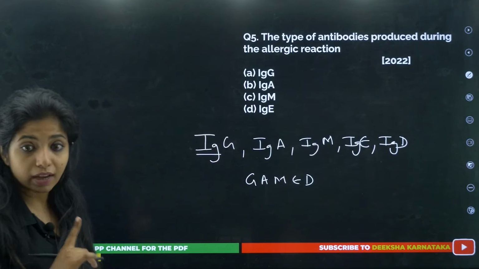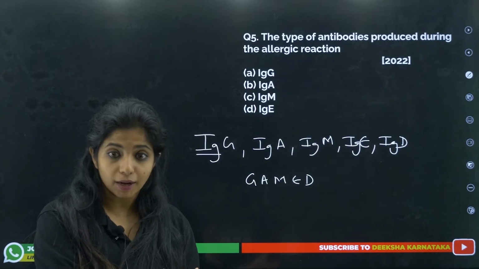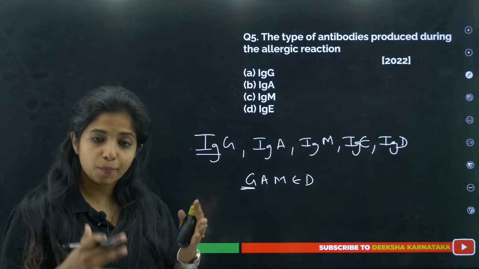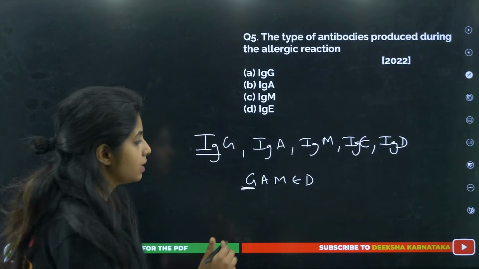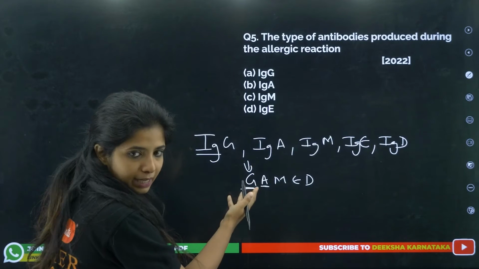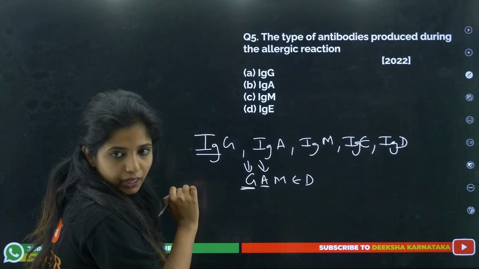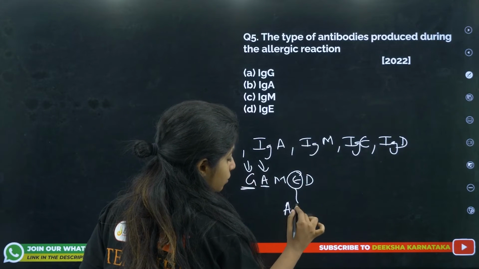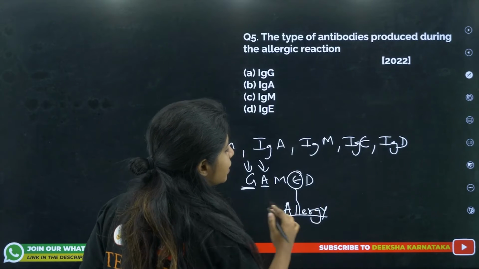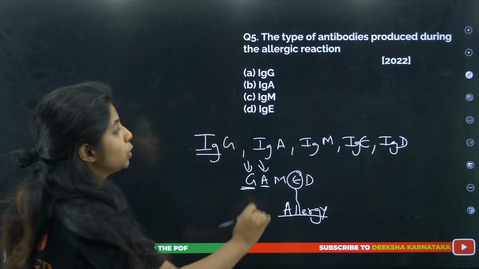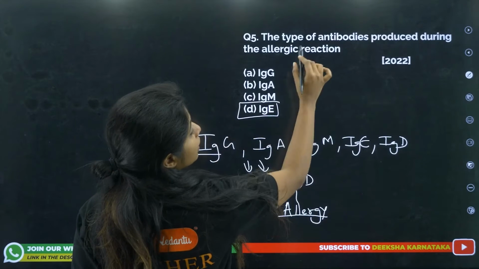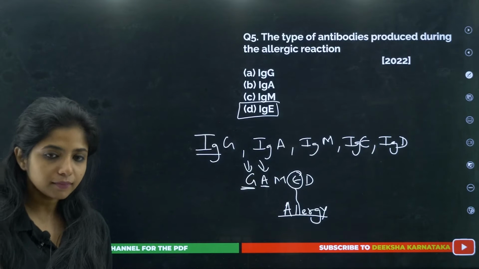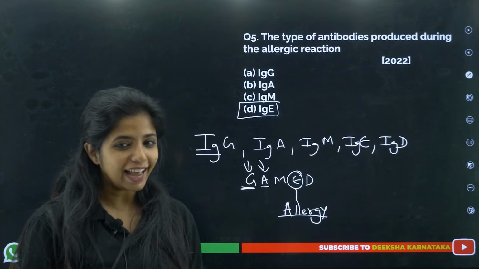The first antibody that is passed from the placenta to the baby is G. The first antibody that is passed from the milk of the mother to the baby is A. So, first is the placenta, then outside it will be the milk that will be providing. M and D will be there. E, you can associate it with allergy, you can remember like that. So, it is IgE which is being released or produced during allergic reactions. 2022 question, allergy, IgE.